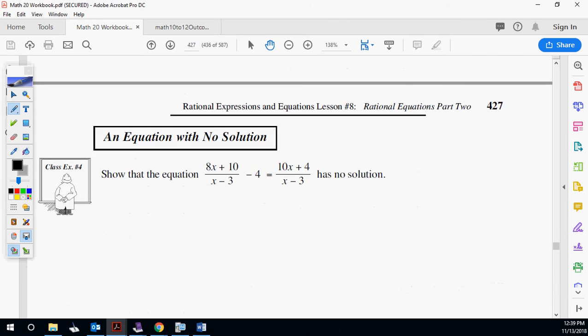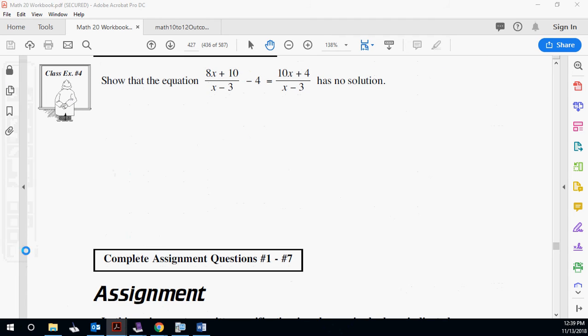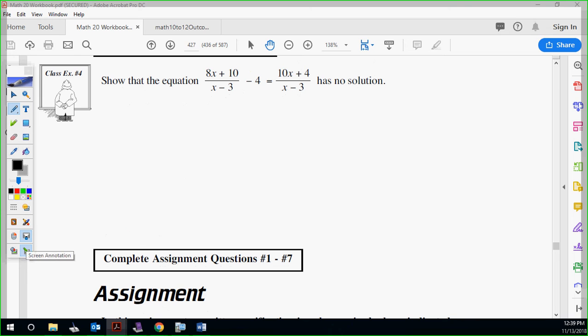So last one here. Just a little bit of a tough one. Okay, so what do we want to do with this one? X minus 3 goes to everything. Yep. So we're going to go x minus 3 here. No, you don't have to FOIL, right? X minus 3 on the 4. And then x minus 3 here. No, you don't have to FOIL. Okay. So it says show that this has no solution.